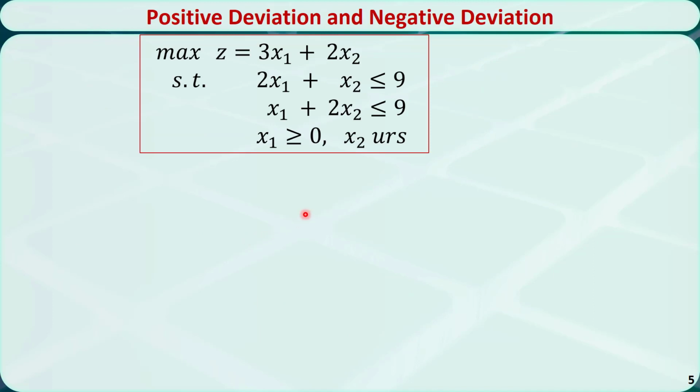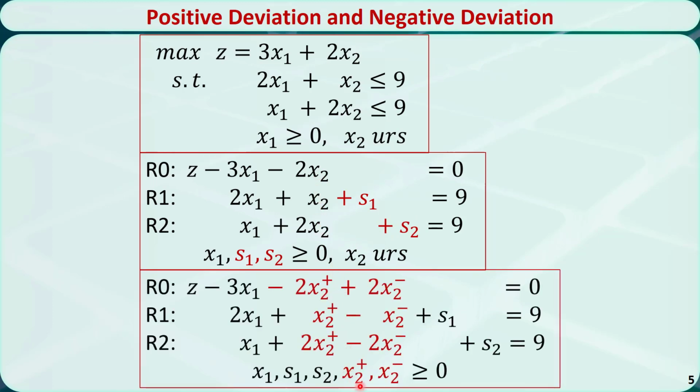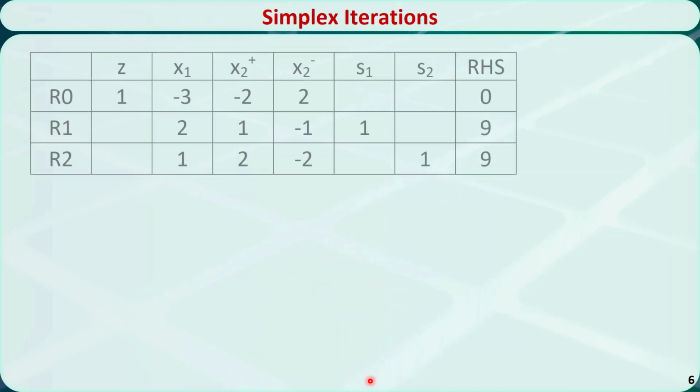We need to introduce two slack variables, s1 and s2, and make these two equality constraints. Then for unrestricted-in-sign variable x2, we introduce two variables, x2 plus and x2 minus. Replace each x2 with x2 plus minus x2 minus, and add the sign restrictions. This is the simplex tableau.